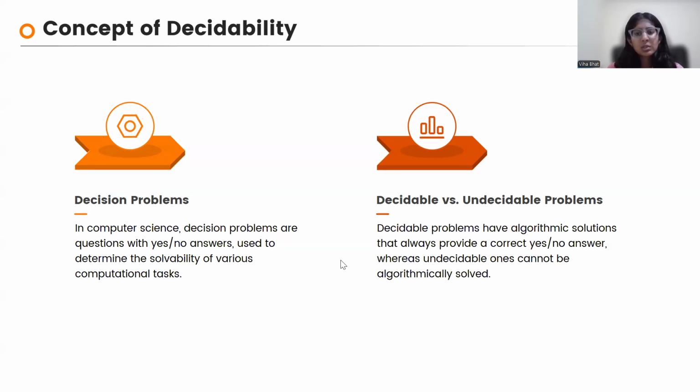Next is decidable versus undecidable problems. So what are decidable problems? They usually have an algorithmic solution that always provides a correct yes or no answer. Whereas an undecidable problem is something which does not have a proper yes or no answer to it, so ones that cannot be algorithmically solved.